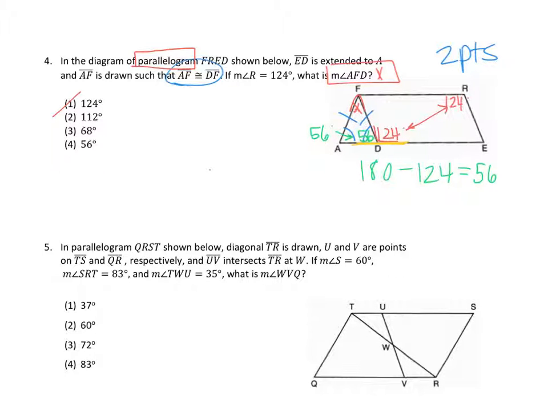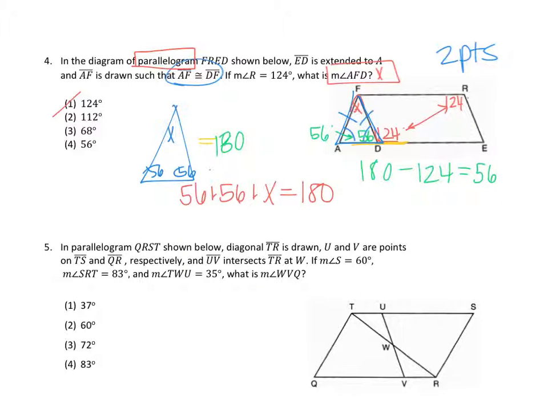Now we're going to focus for just a second on this triangle right here. We have X, 56, 56. And all 3 of them should sum to 180. So now we're going to just set up an equation. We're going to solve for X, and then we'll have our answer. 56 plus 56 plus X equals 180. So we have 112 plus X equals 180. Subtracting 112, we end up with X equals 68. Choice 3.